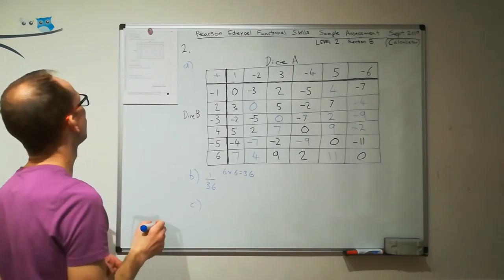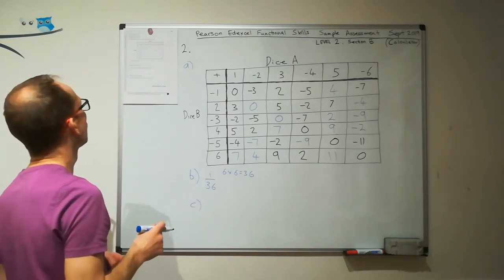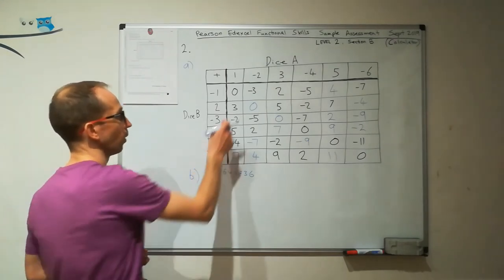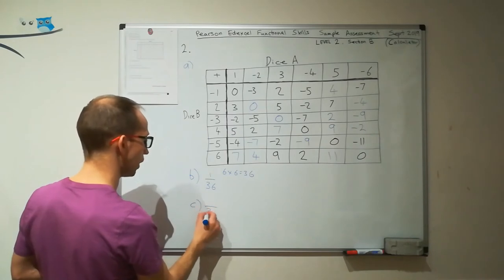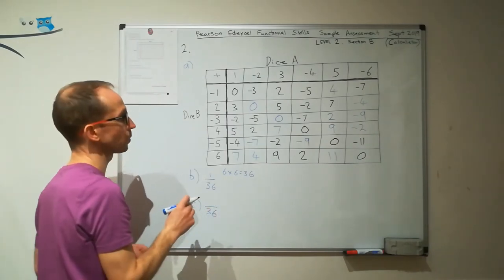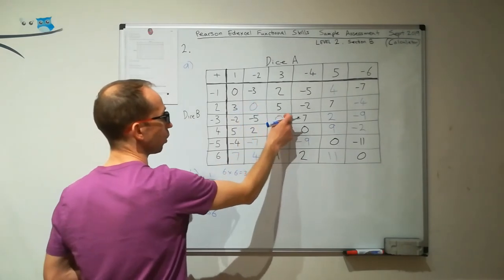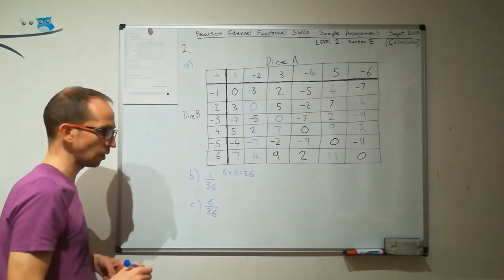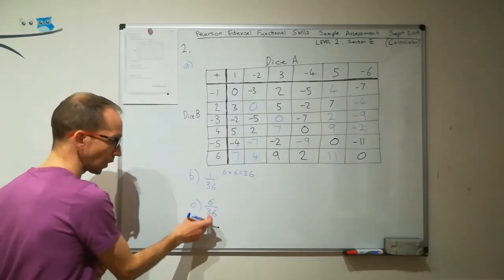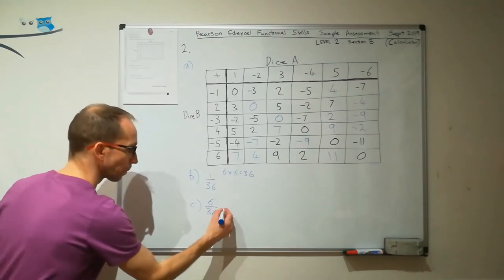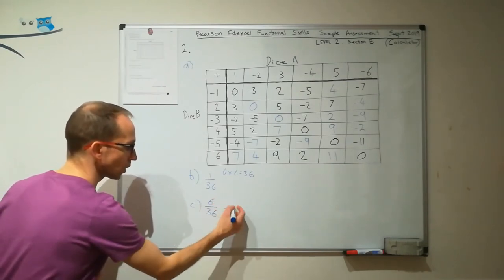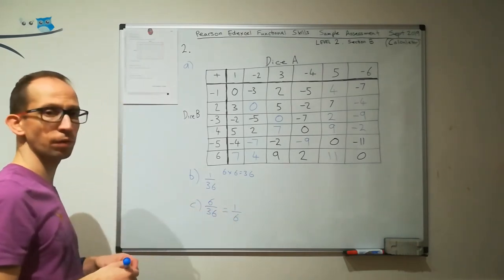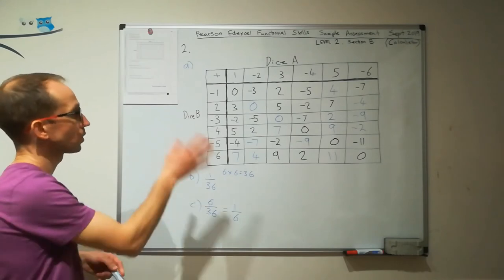And for part C, Dan throws the two dice again. What's the probability that the new total score is 0? Well, again, it's going to be out of 36, because there are 36 possible outcomes. And we've got 1, 2, 3, 4, 5, 6 where there's 0. So 6 out of 36. Now, I know my 6 times table, so I know that 6 goes into 6 once, and 6 goes into 36 6 times, so I'm going to simplify that one there as well. And that's 3 marks in total.